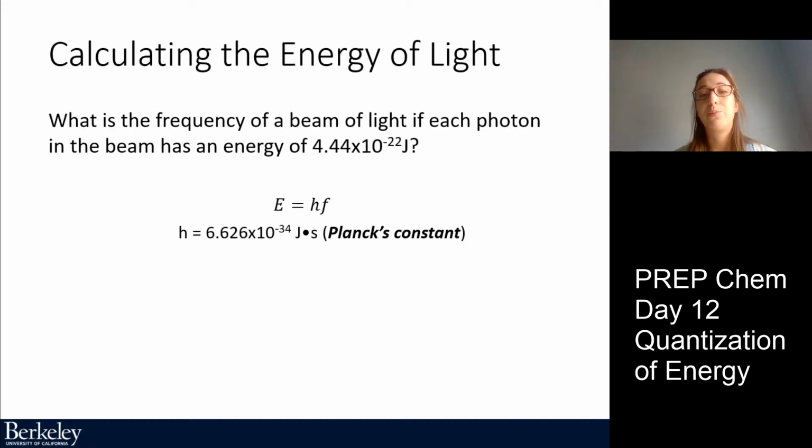So now in your Zoom breakout rooms, I'd like you guys to do a quick example. I put down some of the equations and constants that could be helpful here, but please go through and calculate what the frequency of a beam of light would be if each photon in the beam has an energy of 4.44 times 10 to the negative 22nd joules. And feel free to also post any questions about anything we've discussed in the chat as well.